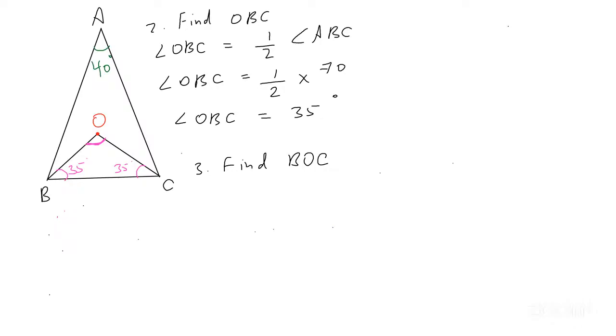Ma'am, 35 degrees. Abraham, OCB is 35 degrees. You have to find out BOC. Yeah, BOC, the top angle in the small triangle. 110. 110, correct.